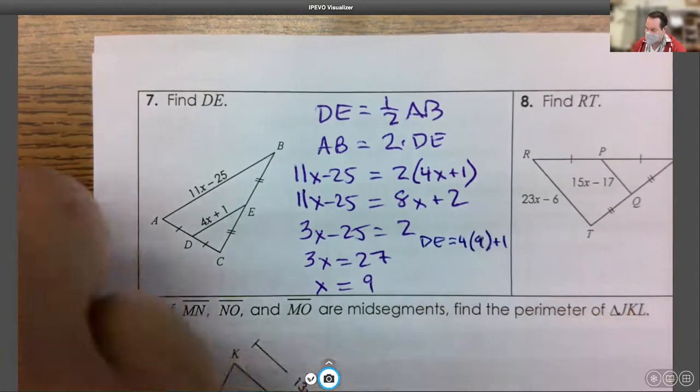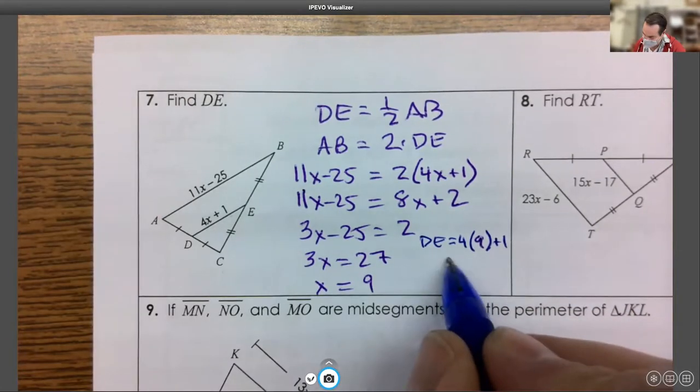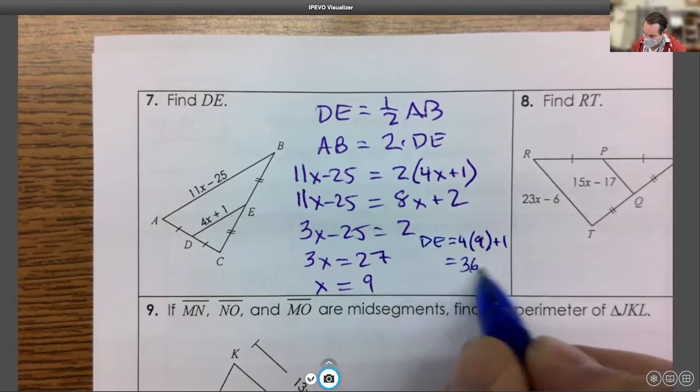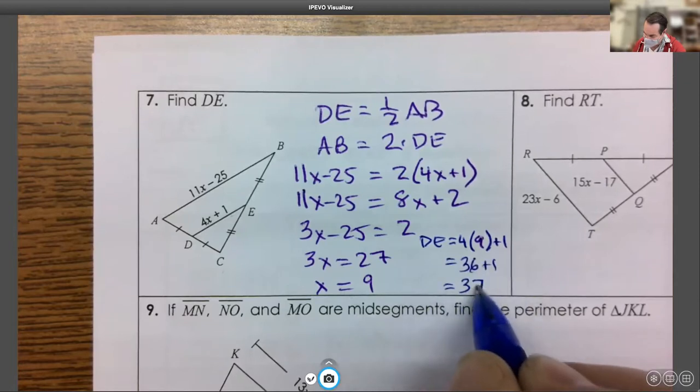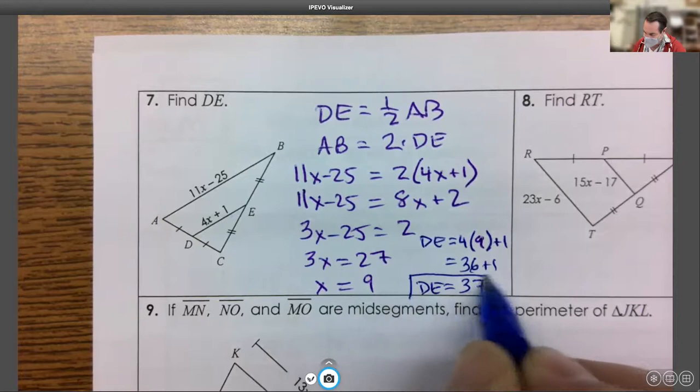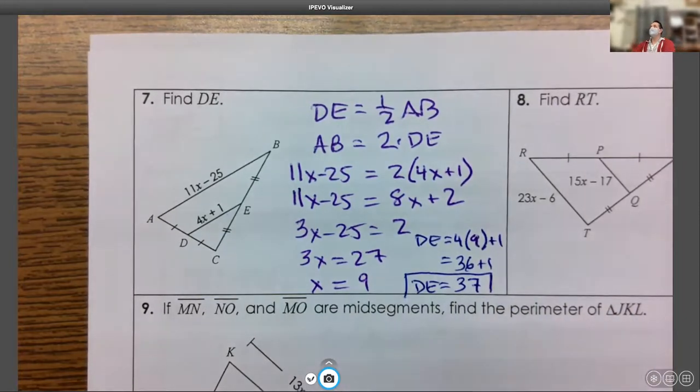It actually asked us to find the length of DE. So that's going to be 4 times 9 plus 1. 4 times 9 is 36, plus 1. So DE is 37. Question? Kind of fast. Sorry about that. Get it copied down, see if you can figure it out.